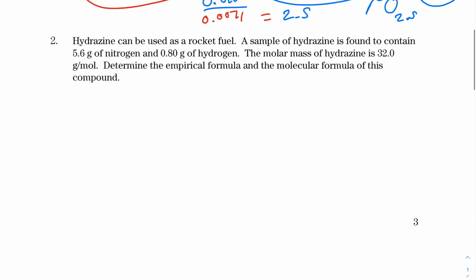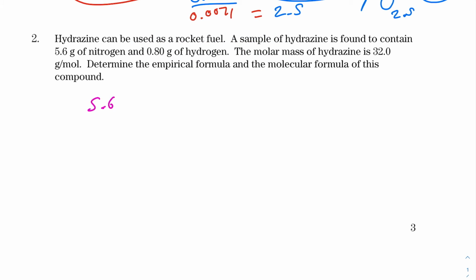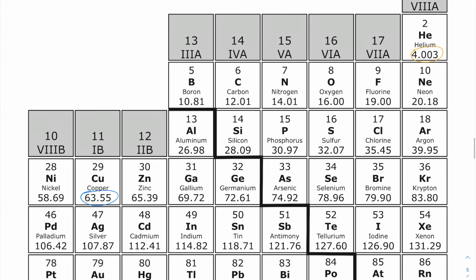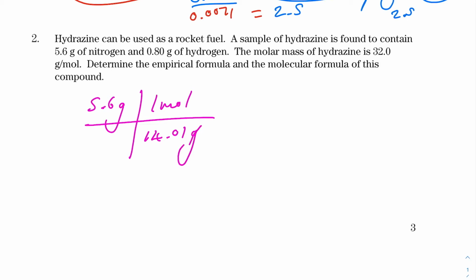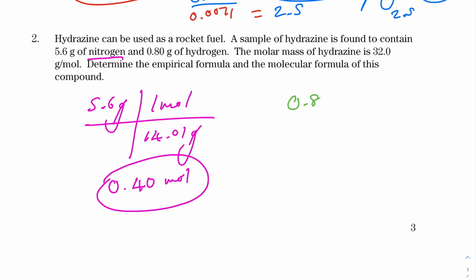The question in the test was dealing with a different compound, but it's the same principle. So let's start with our nitrogen. We've got 5.6 grams of nitrogen, and we want to change that into moles. If we look at the periodic table, nitrogen 14.01, grams cancel, 0.40 moles. So we've got our nitrogen. Now we're going to do the hydrogen. We've got 0.80 grams of hydrogen.